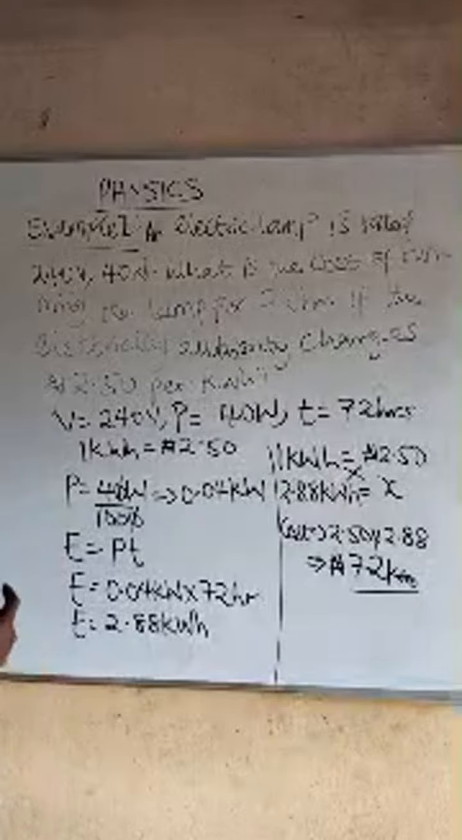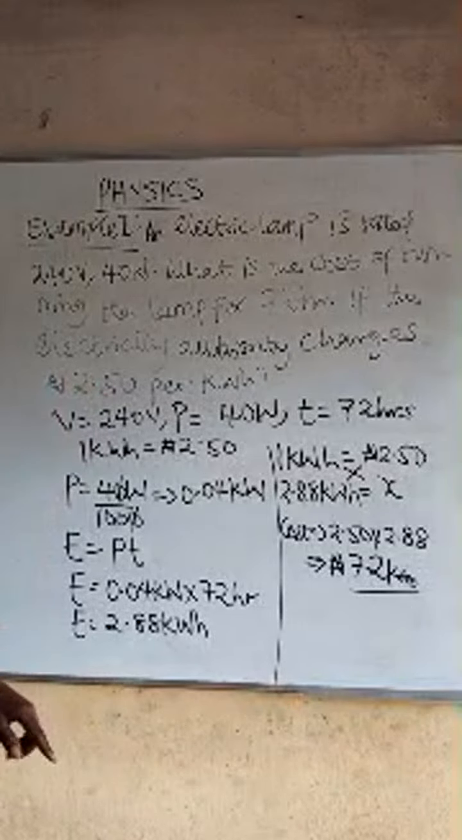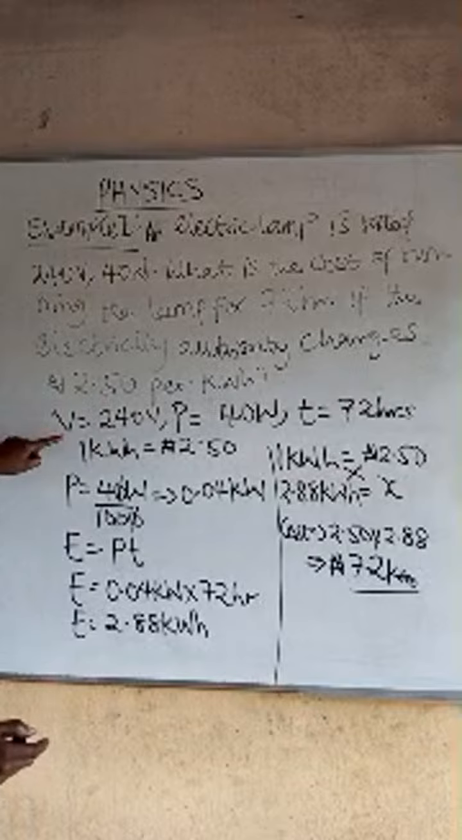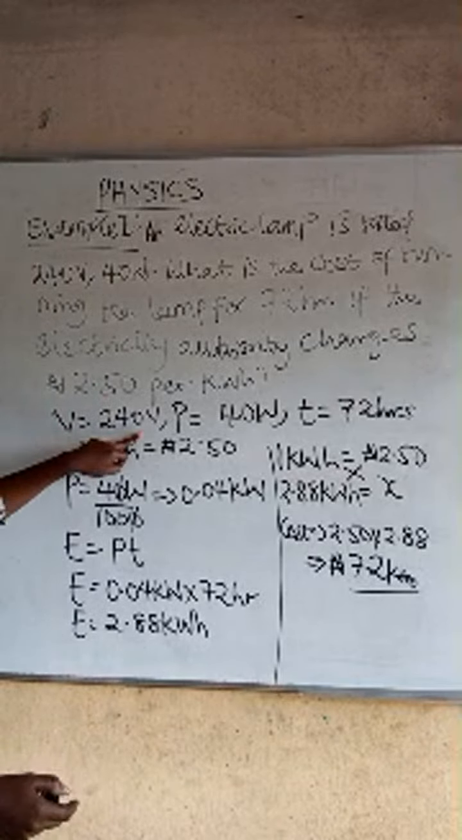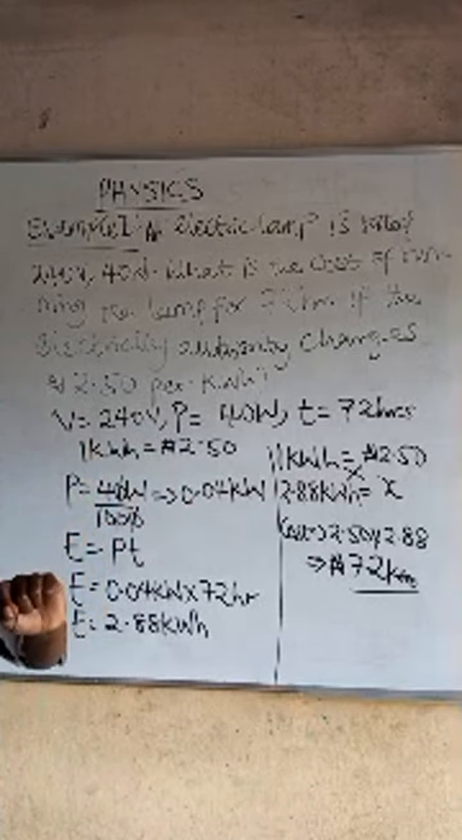Now let me do a recap. We are given an electric lamp rated 240 volts, 40 watts. What is the cost of running the lamp for 72 hours if the electricity authority charges 2 naira 50 kobo per kilowatt hour? If you have that, you have the potential difference to be 240 volts, power to be 40 watts, and time to be 72 hours.